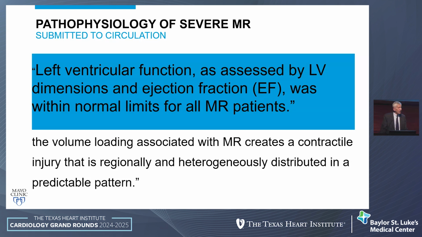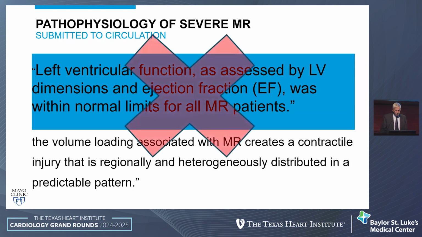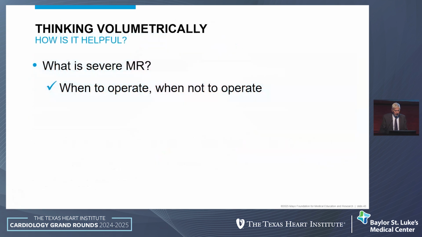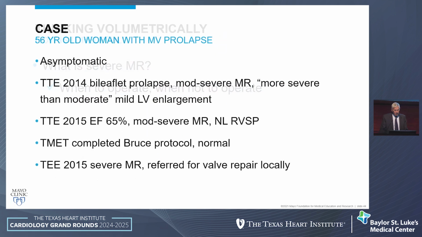Well, think about that. If you're thinking volumetrically, you'd say something's wrong. Either their assessment of the MR is wrong or their assessment of the ventricular dimensions is wrong, but you can't have a normal LV size and ejection fraction in severe MR. Not possible. Well, it can help you tell when to operate, and I'll give you an example.